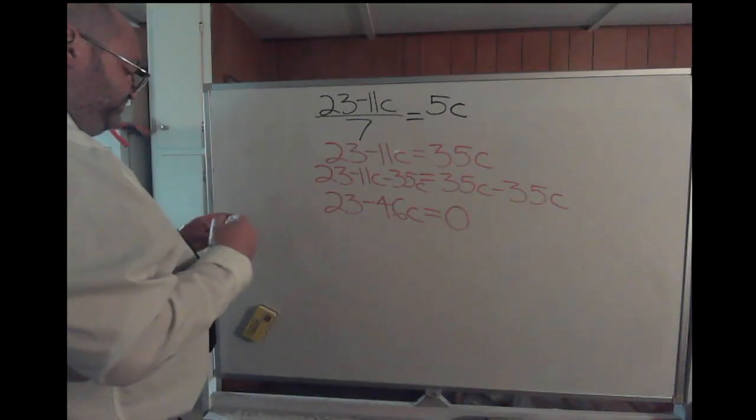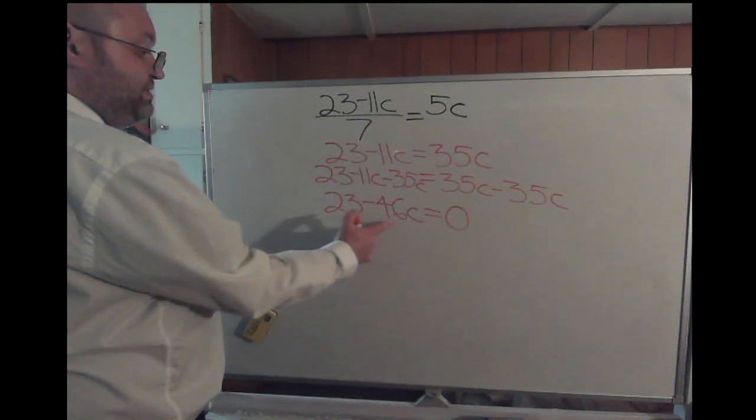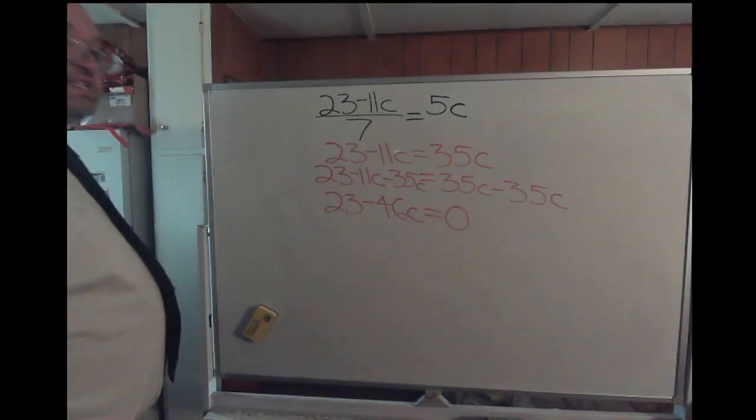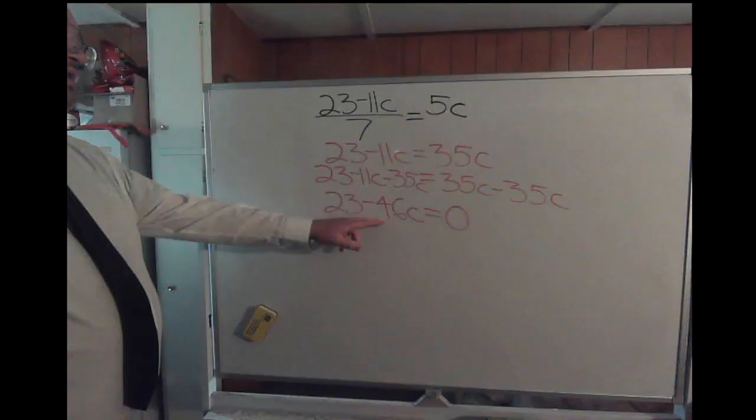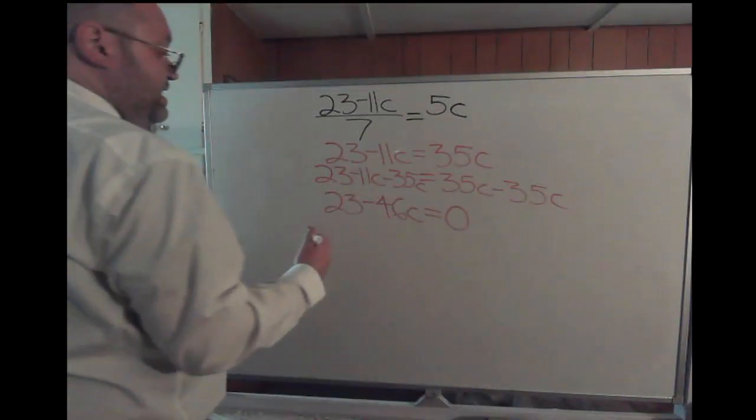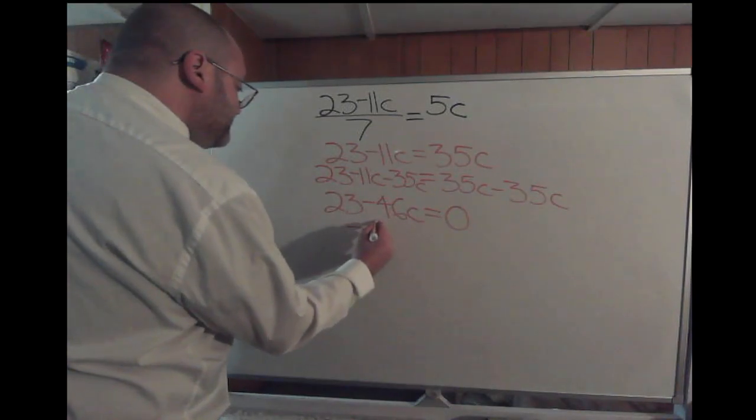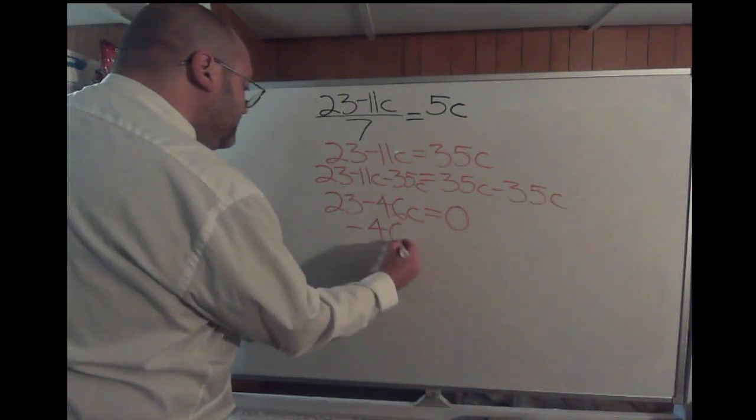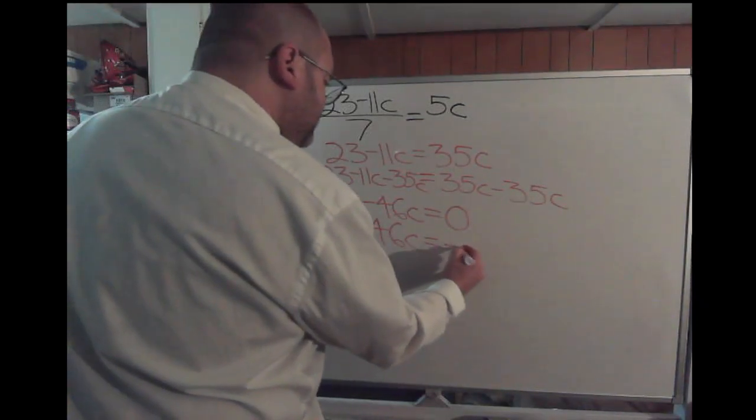Alright, well, we have 23 minus 46c on the left. We just want to get that negative 46c by itself, right? So we have positive 23, we need to subtract 23. If you subtract 23 from the left side, you'll just get that negative 46c by itself. But on the right side, 0 minus 23, that's negative 23.